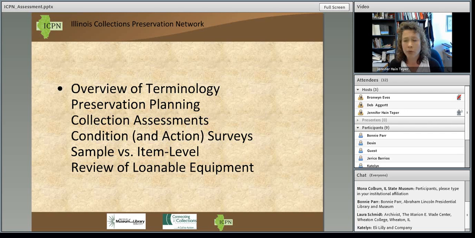And then lastly, Bronwyn's going to come in at the end and show you some of the loanable equipment that the ICPN has available to its membership for free, and go over how some of that material can be utilized in assessment planning.